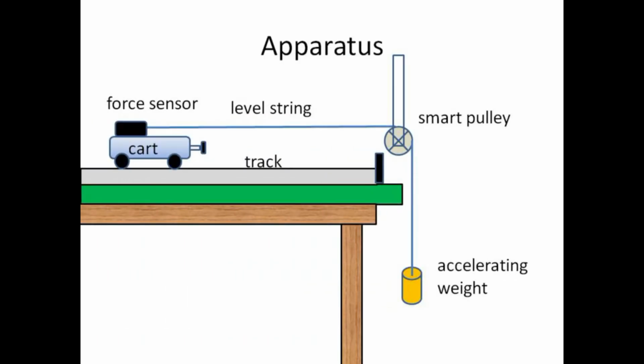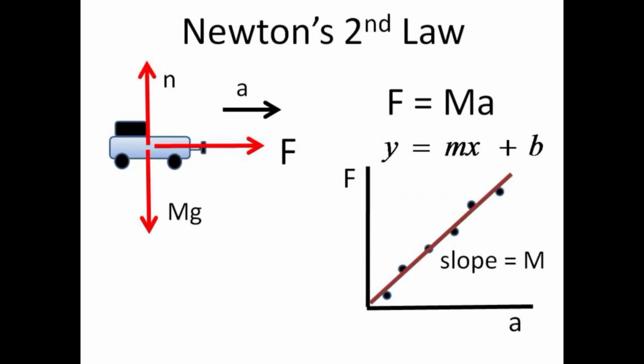The apparatus you will use to study the second law consists of a cart with a force sensor on board, accelerated down a straight track by a string passing over a smart pulley and attached to an accelerating weight. Now, a smart pulley sends signals to the computer about its amount of spin so that the acceleration may be determined. A free body diagram of the cart reveals two vertical forces canceling each other.